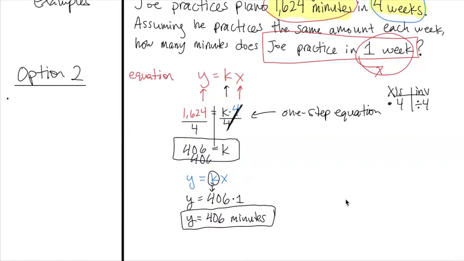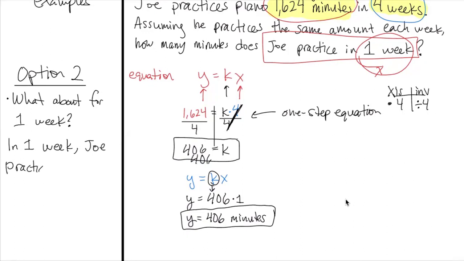Option 2. You can ask yourself this: well, what about for 1 week? You can start your sentence. Go ahead and write this down with me. In 1 week, Joe practices blank minutes.